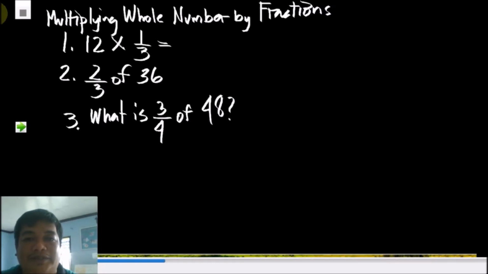Multiplying whole numbers by fractions. Okay, given: Number 1, 12 times 1/3. Number 2, 2/3 of 36. Number 3, what is 3/4 of 48?